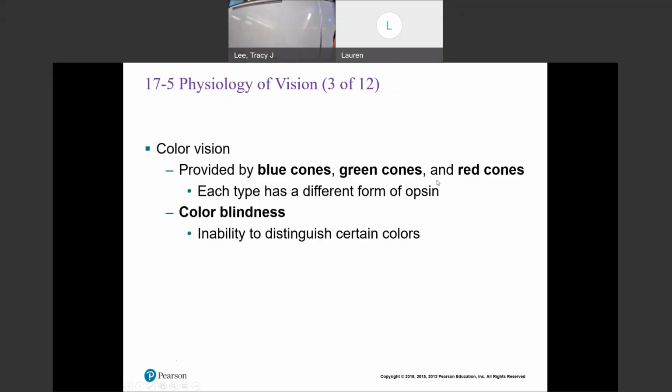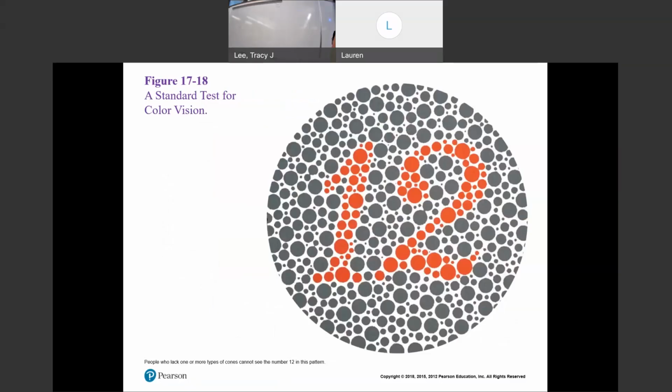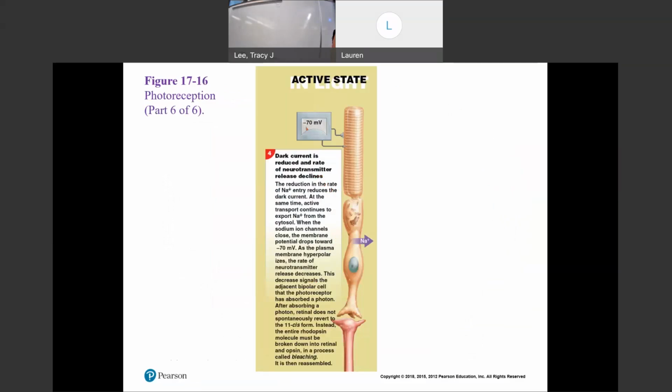You are just missing those specific color cones. This kind of just shows you the wavelength of those. So you're not going to read those wavelengths of light. They are the receptors for those light waves. Here's a little test. Can you guys all see that?